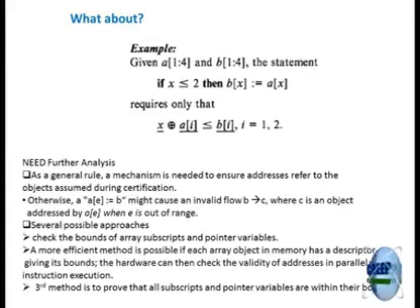And under what conditions you need further analysis is, as a general rule, a mechanism is needed to ensure addresses refer to the objects assumed during certification. For example, otherwise, if you have A of E is equal to B, it might cause an invalid flow from B to C, where C is an object addressed by A of E when E is out of range.